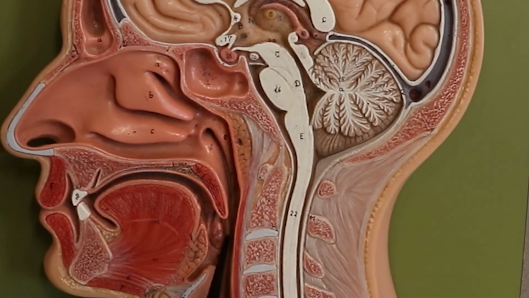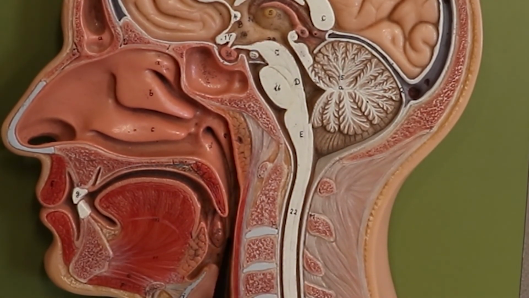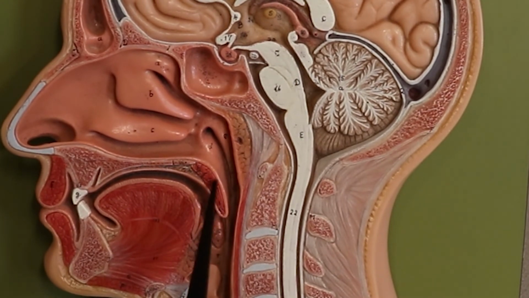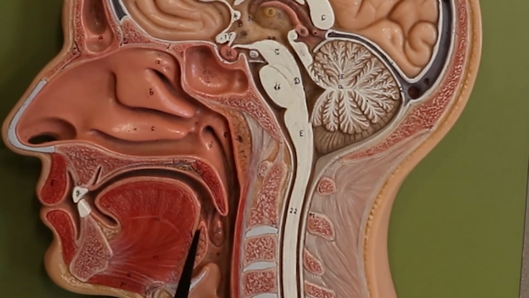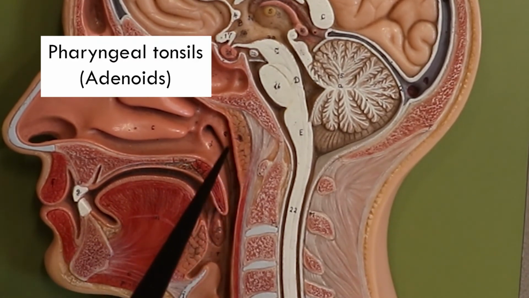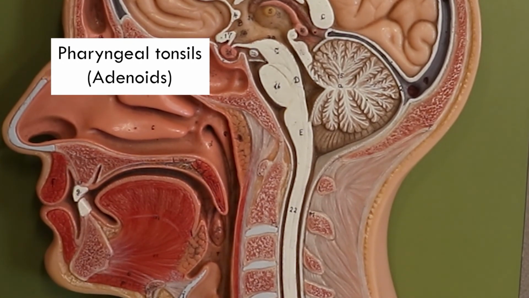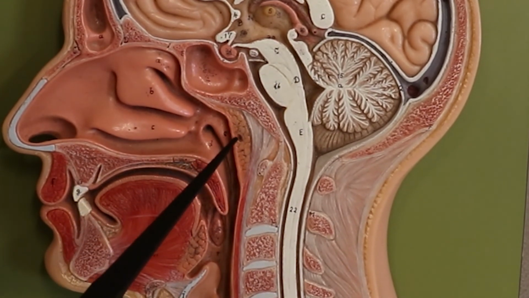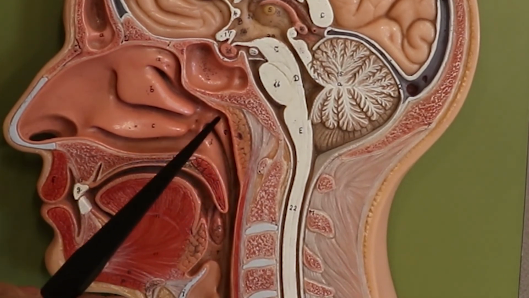So once again, these are the palatine tonsils, lateral to the soft palate. The lingual tonsils are on the posterior aspect of the tongue, and the pharyngeal tonsils, also known as the adenoids, are in the posterior aspect of the nasopharynx. So we've discussed the lymphatic capillaries, the lymphatic vessels, the lymphatic trunks, the lymphatic ducts, and the organs of the lymphatic system.